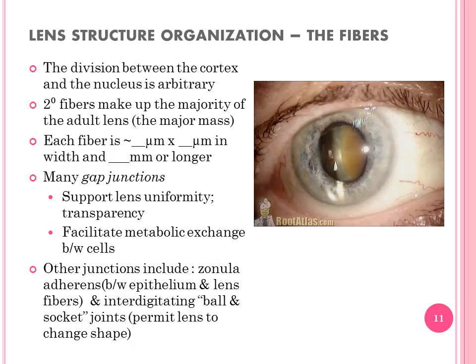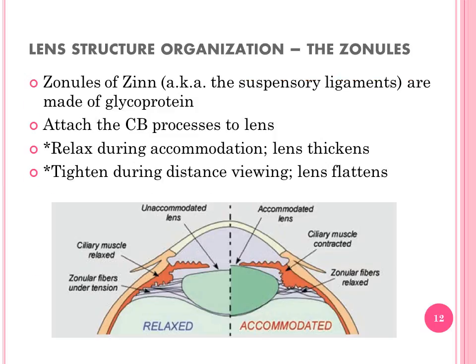Okay, other junctions that are present that are maybe not as important as the gap junctions are the zonular adherens. Those are between the epithelium and the lens fibers, kind of keeping it together. And also interdigitating ball and socket joints, and those are mentioned in the text, and I guess they're important to some degree as far as permitting the lens to change shape. So you can think of a ball and socket, it's tight, it keeps its shape, it keeps its form, but yet it's allowing movement in a somewhat controlled environment.